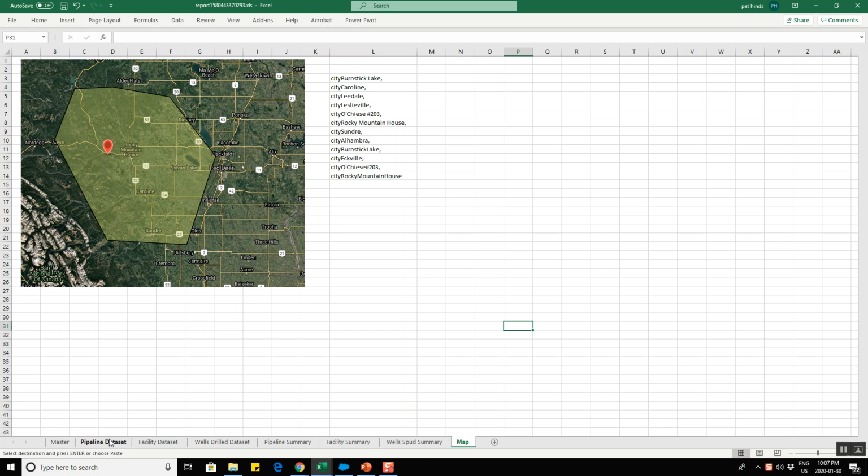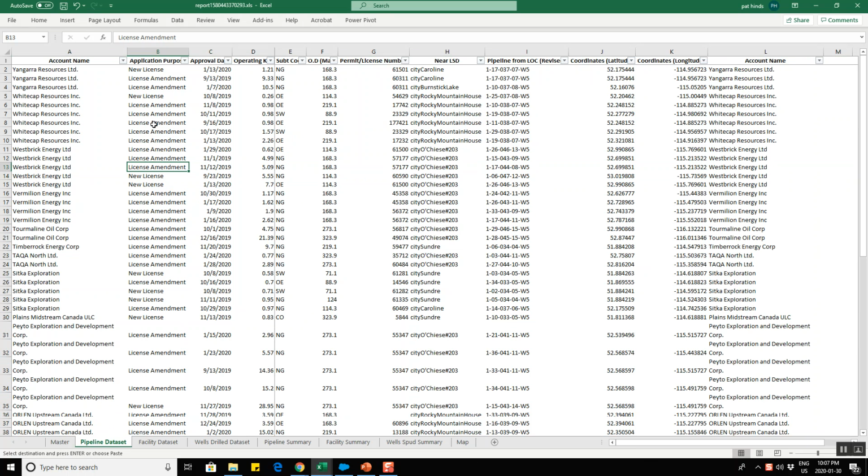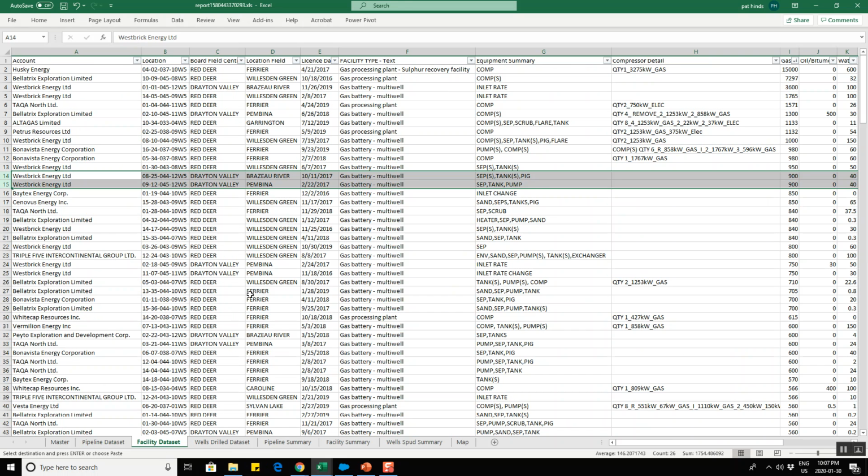The first data set that we look at is the pipeline data. What we're bringing back are the pipeline permits over a period of time. In this particular case, we're looking at 2019 and what was in 2020. And we look at the kilometers, what the OD max is, the areas that we have it, and of course the accounts.